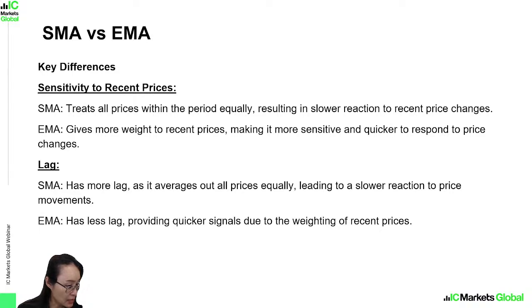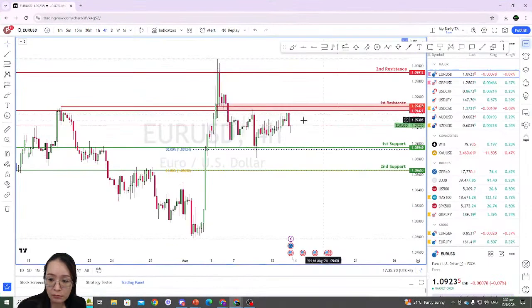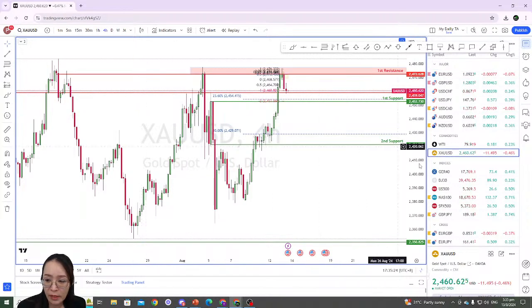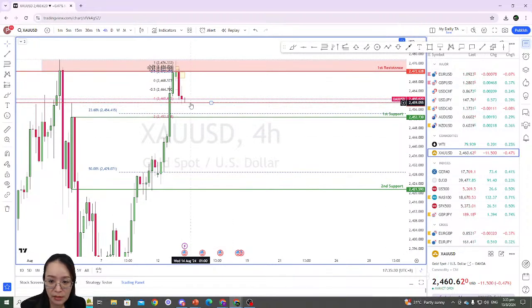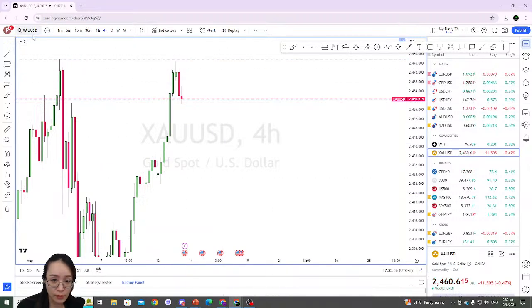What does it mean? Let's just go over to the chart. Should we maybe use gold for example? Anyone short gold at this resistance level? Check, now it's already TP. This is kind of like the first support here for this swing high. So what if here I do have EMA?